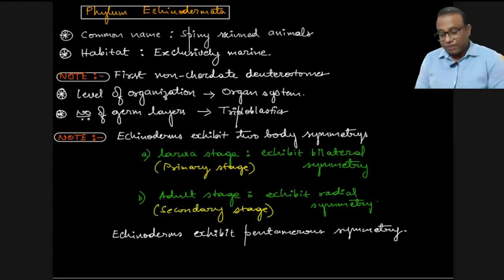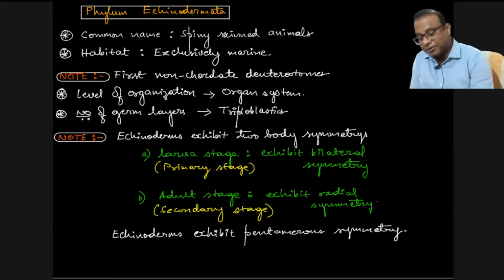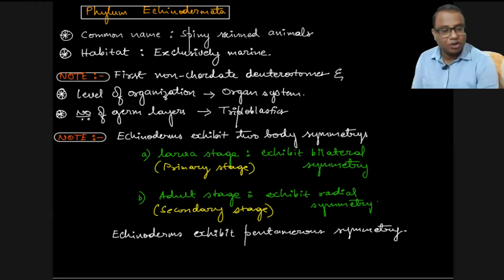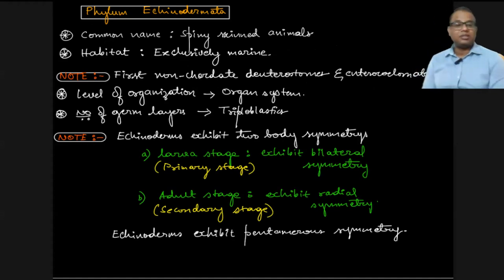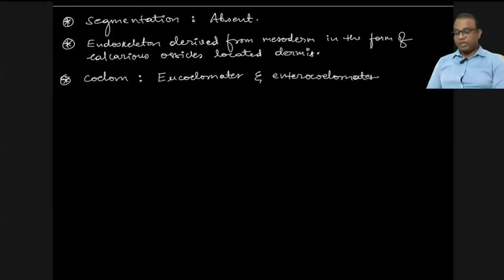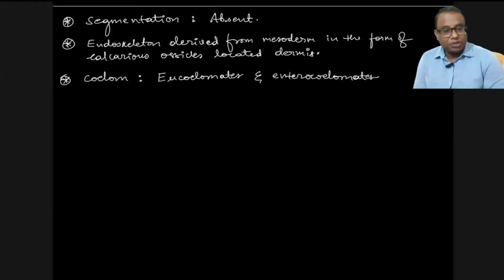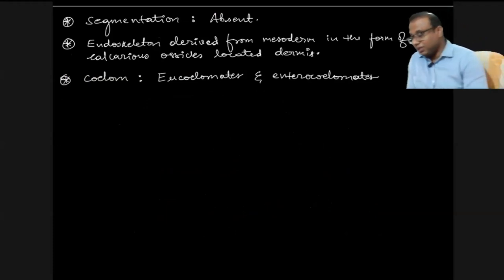So we'll go back to the first note point that I gave you, that they are first non-chordate deuterostomes. To this I would also like to add that they are also enterocoelomates, because all deuterostomes are enterocoelomates. Is this clear to you? Yes, sir. So they are eucoelomates, and the mode of formation of coelom is that it appears as outpouchings from the alimentary canal, so we call them enterocoelomates. That is about the coelom.